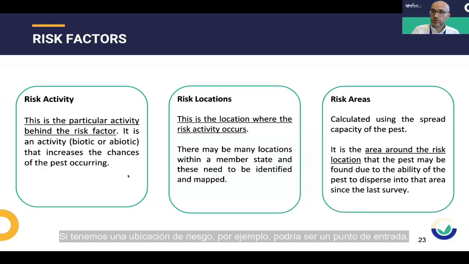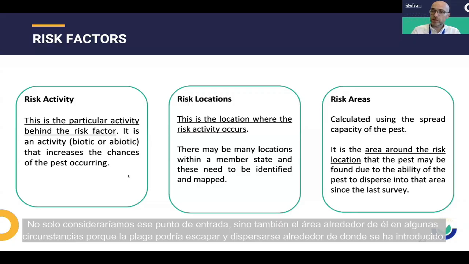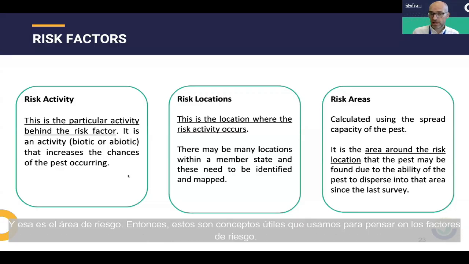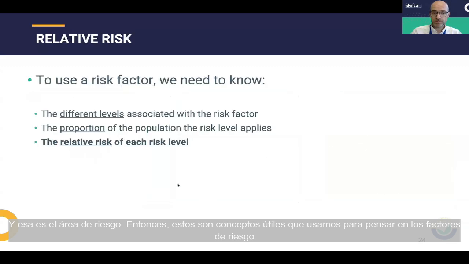So if we have a risk location, for example, it could be an entry point. It's not just that entry point that we would want to consider, but also the area around it in some circumstances, because the pest could escape and disperse around where it has been introduced. And that's the risk areas. So these are useful concepts that we use to think about risk factors.